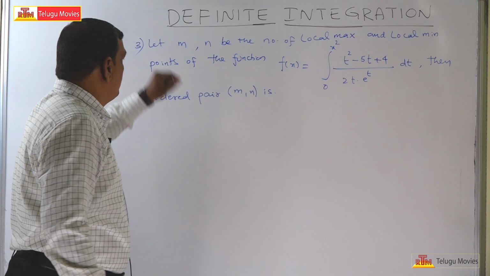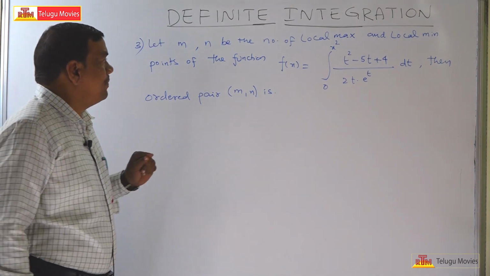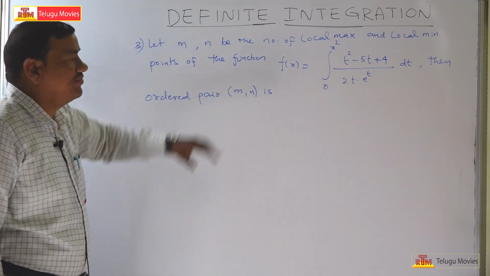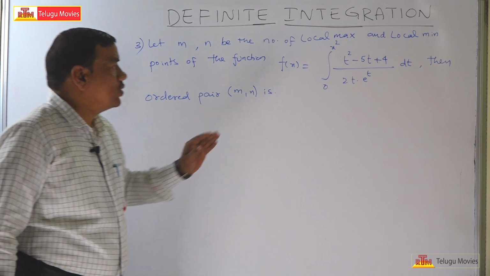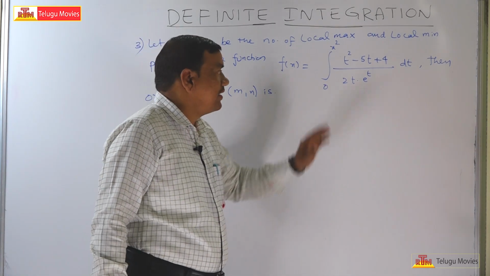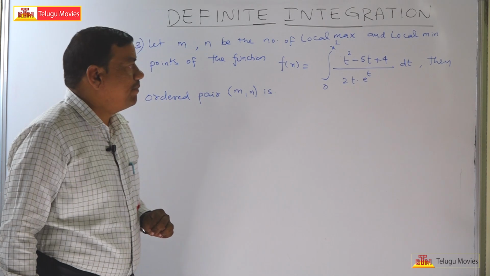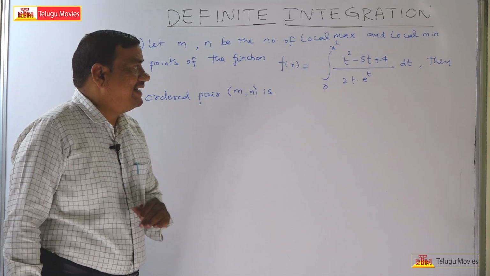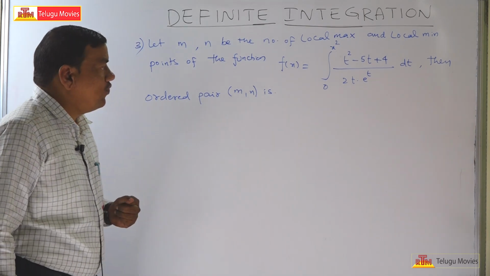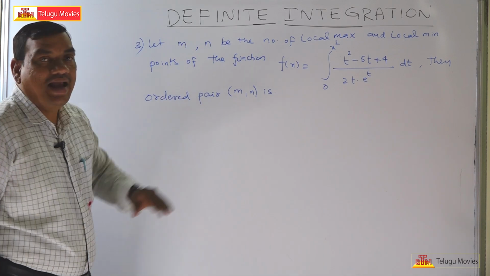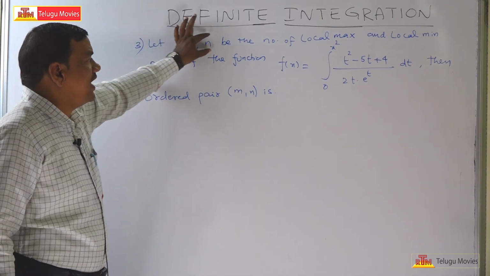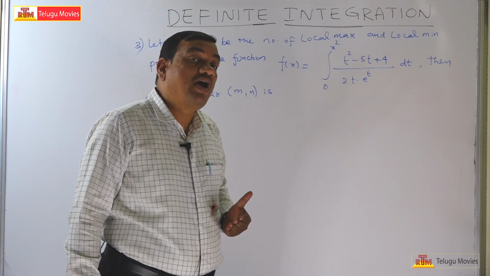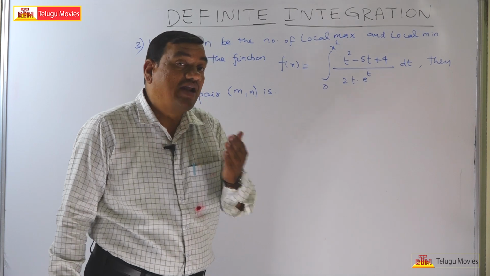Welcome back to this problem. Let m and n be the number of local maxima and local minima points of the function f of x is equal to integral 0 to x square of (t square minus f of t plus 4) by 2 times t into e power t dt. Then the value of the ordered pair m comma n, that is the m value and n value. That means, how many local maxima values this function will have, and how many local minimum values it will have.